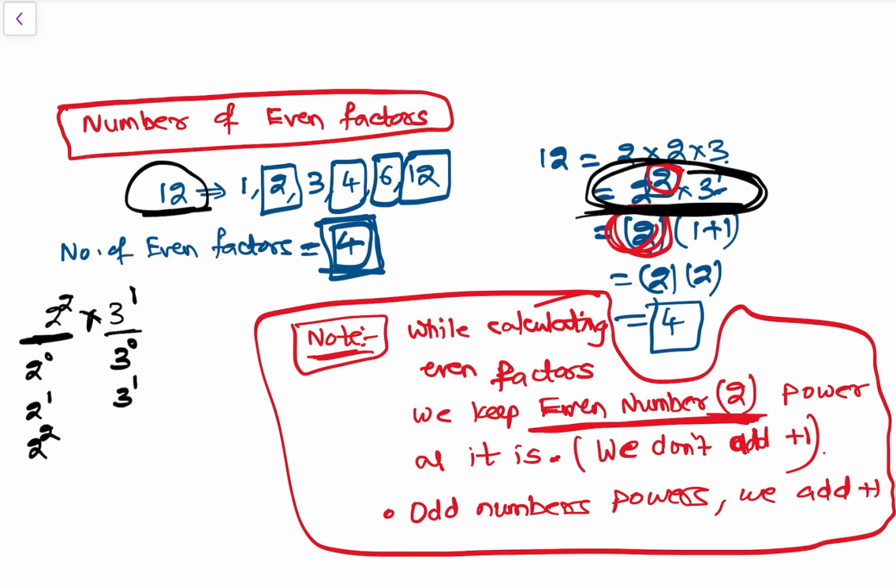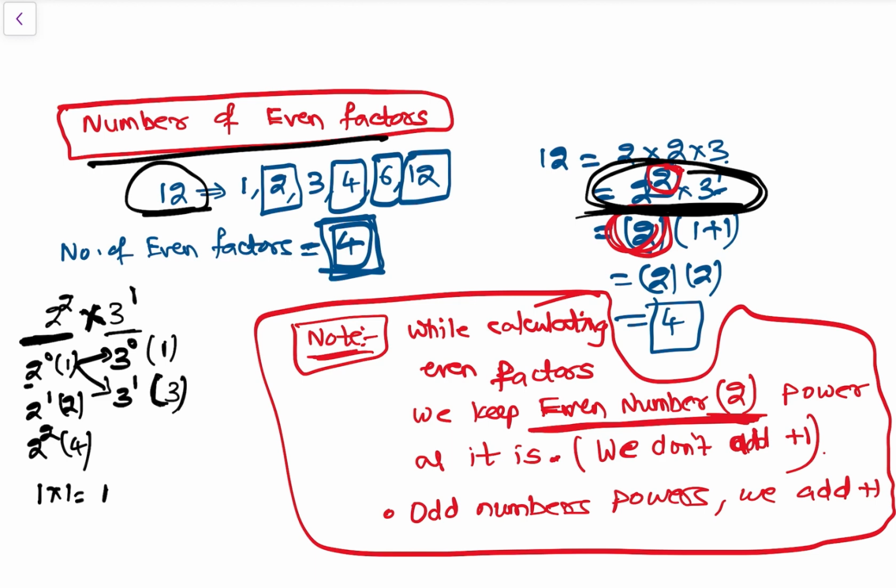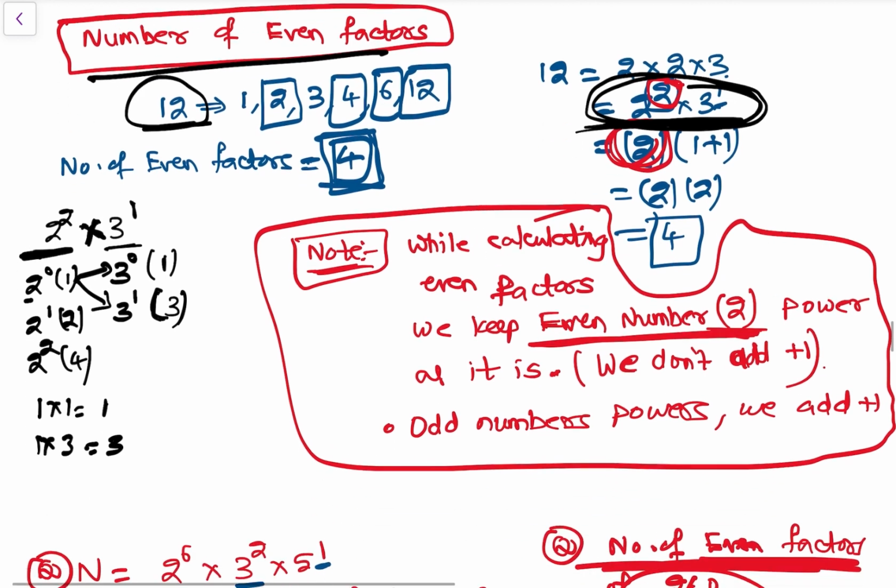Now what factors basically are, we have to multiply these. So 2 to the power 0 has value 1, 2 to the power 1 has value 2 and 2 square is 4. Similarly 3 to the power 0 has value 1 and 3 to the power 1 has value 3. So factors are nothing but multiplying these powers. So now see one factor is 2 to the power 0 into 3 to the power 0, that is 1 into 1 is equal to 1, that is one factor. Similarly 1 into 3 to the power 1, that is 3. That's how we calculate.